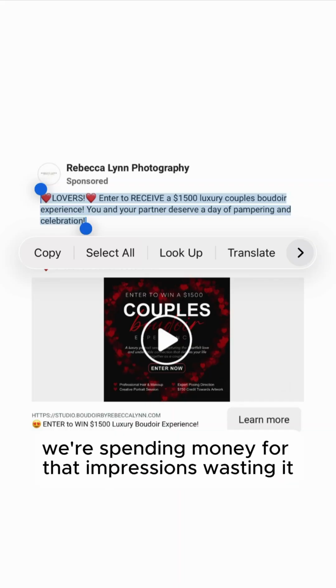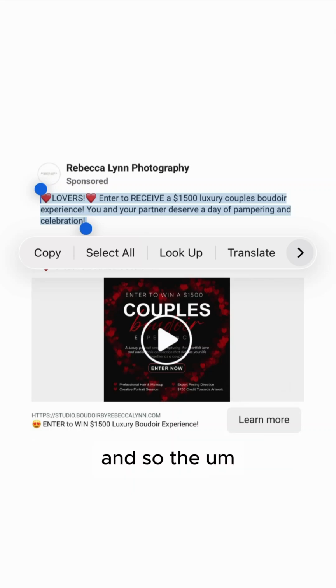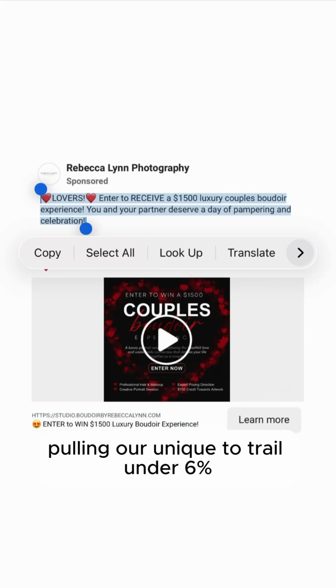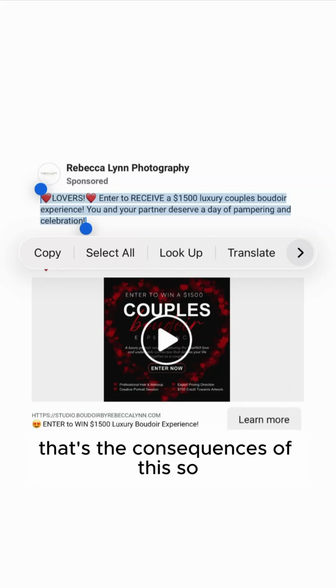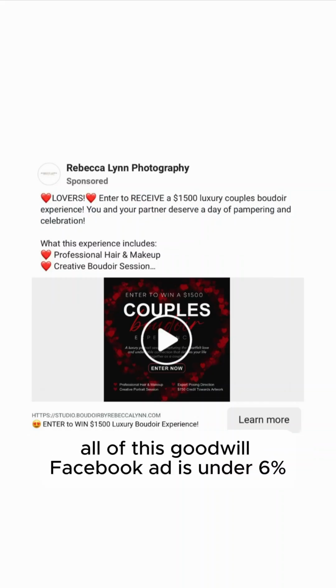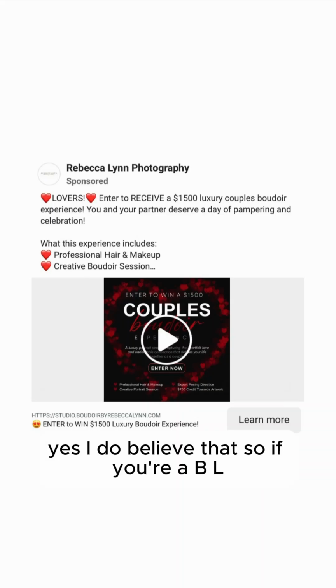We're spending money for those impressions, wasting it, pulling our unique CTRL under 6%, contributing to BLCS. That's the consequence of this. So after all that, do I believe this has BLCS, aka do I believe the unique CTRL of this boudoir Facebook ad is under 6%? Yes, I do believe that.